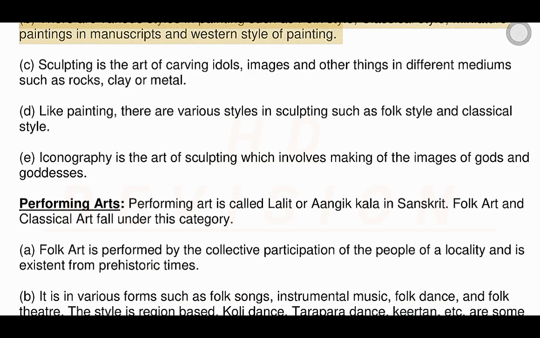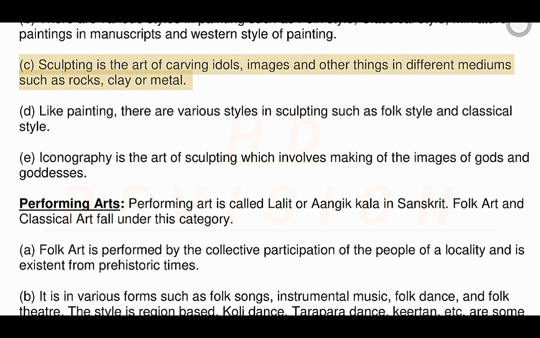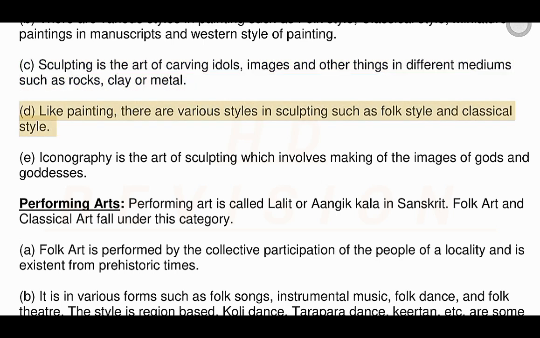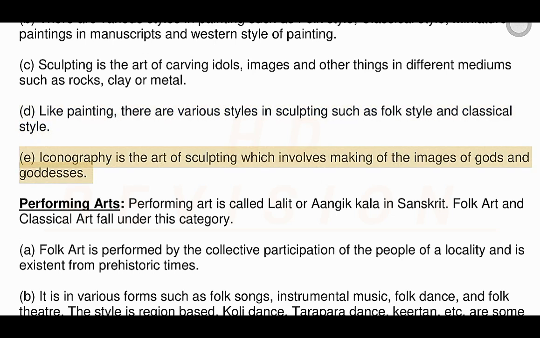B. There are various styles in painting such as folk style, classical style, miniature paintings in manuscripts and Western style of painting. C. Sculpting is the art of carving idols, images and other things in different mediums such as rocks, clay or metal. D. Like painting, there are various styles in sculpting such as folk style and classical style. E. Iconography is the art of sculpting which involves making of the images of gods and goddesses.